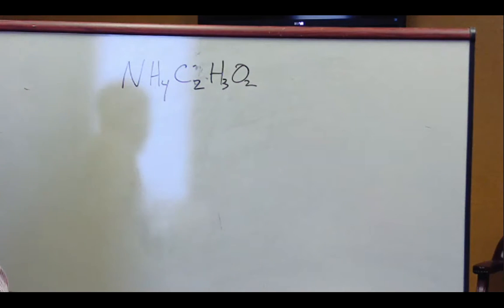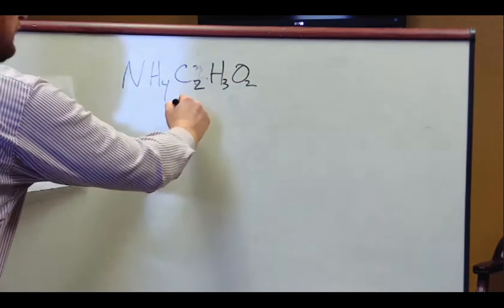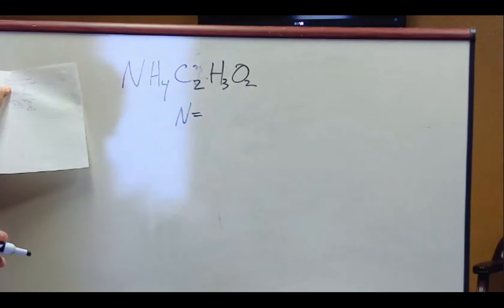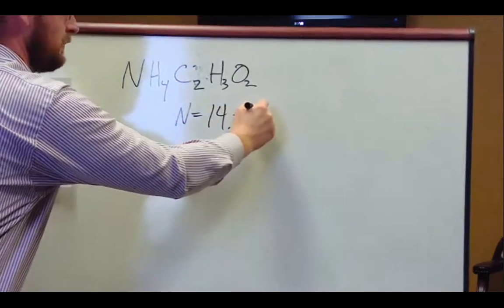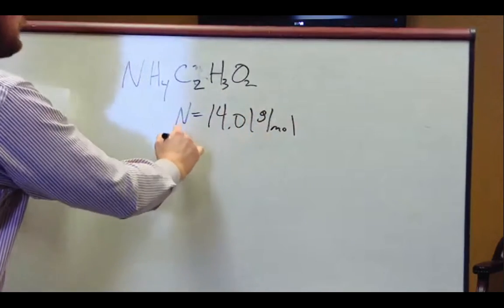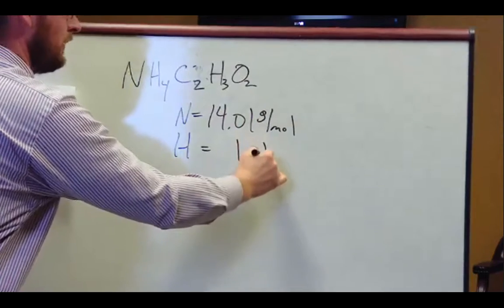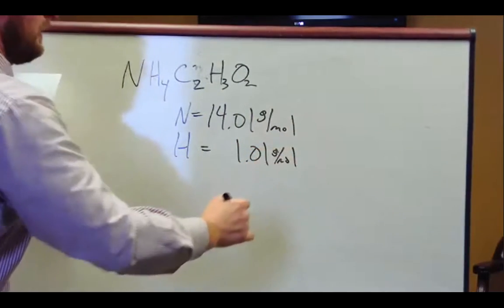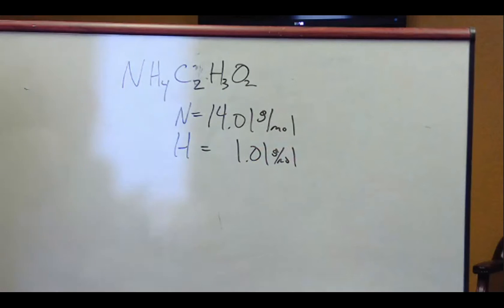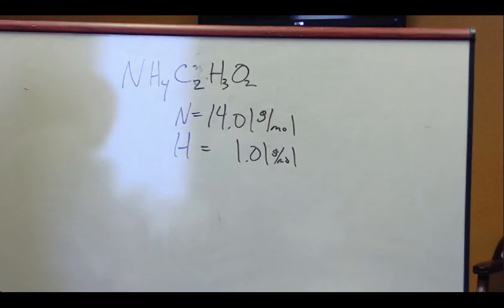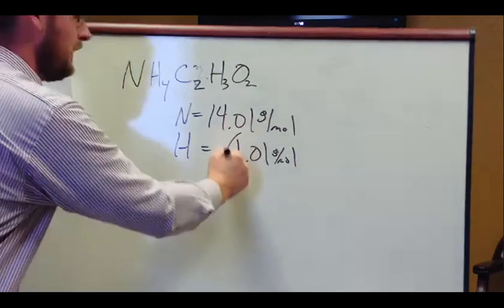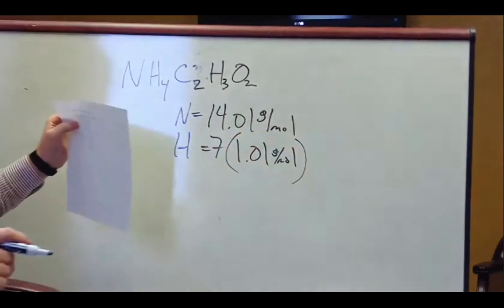What we do is we look at each individual atom in this compound. So let's start with nitrogen. If we go to the periodic table, we see the atomic mass of nitrogen is 14.01 grams per mole. Let's go to hydrogen. Hydrogen is 1.01 grams per mole. But what do you think we need to do in this equation? What do you see with hydrogen that's different than nitrogen? That's exactly right. Nitrogen only has 1, whereas hydrogen has 7. So we're going to multiply this by 7.